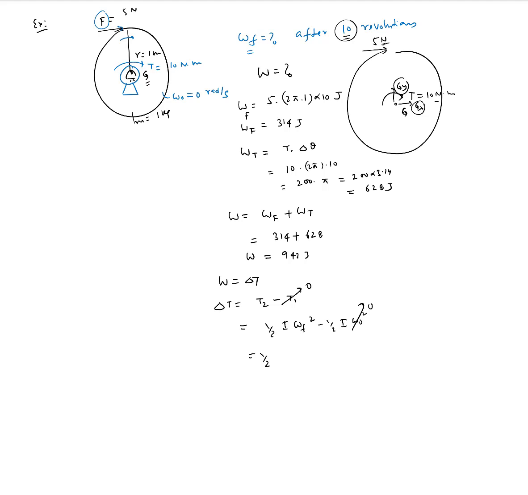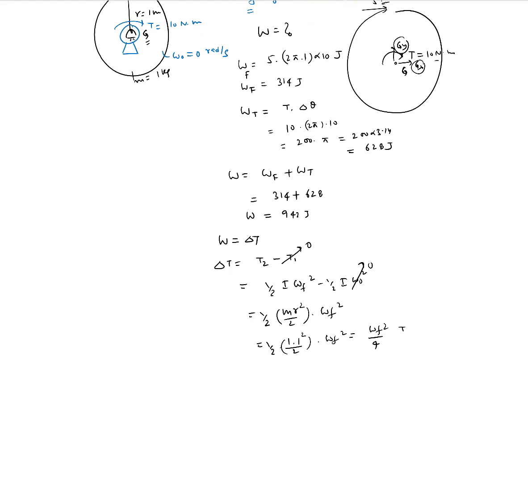So this would be mr square over 2 times omega f square. So that's 1/2 times 1 times r, which is also 1 squared, divided by 2 times omega f square. So we get omega f square over 4. Okay, that's your delta T in joules. So we would equate it to the work done, which is 942.